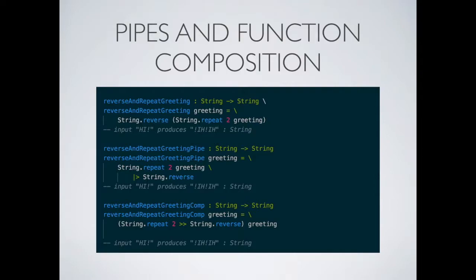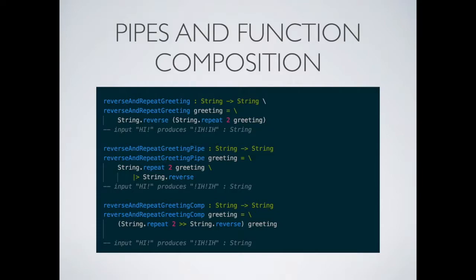The second, more readable option is to pass, for example, string repeat 2 greeting to string reverse with a pipe. So what is a pipe? Pipe allows you to pass the result of a function to another function. So you see, for example, String.reverse, and you don't see any arguments there. The argument on the left side of the pipe is string repeat 2 greeting, so the result of that is an argument to the next function.